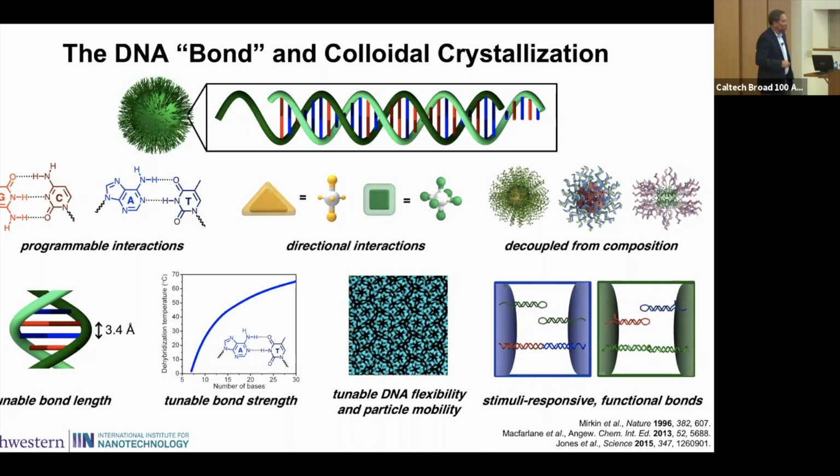Tunable bond length: every base you add, we know what the bond length increase will be, highly predictable. Tunable bond strength. I didn't talk about DNA flexibility. You can actually use that in certain cases to drive systems to unusual outcomes. We've figured that out with Sharon Glotzer. And I think this is really important too, that you can begin to use these bonds as functional entities.